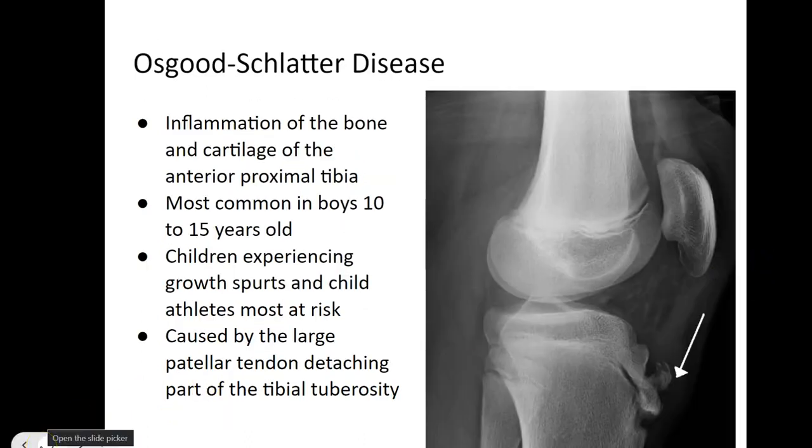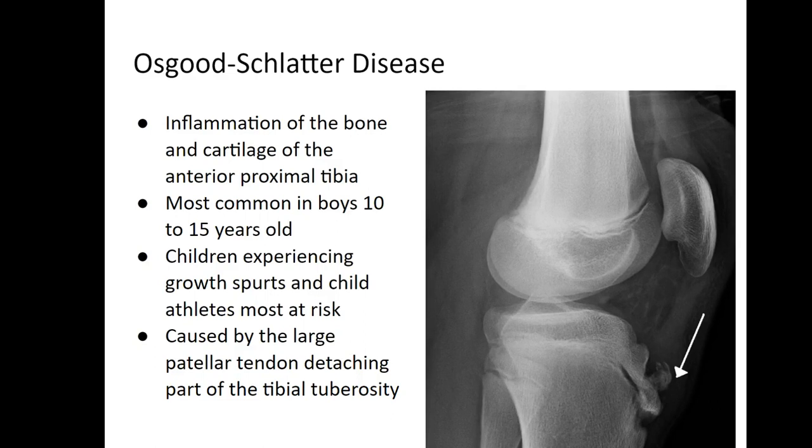Osgood-Schlatter disease. This involves inflammation of the bone and the cartilage of the anterior proximal tibia, or this area of the tibial tubercle. It's most common in boys between the ages of 10 and 15 years old, but I have seen this in girls as well, so it's not exclusive to boys, it's just more common in boys. Osgood-Schlatter disease affects children who are experiencing growth spurts and children who play sports in which they regularly run and jump. They're at a higher risk for seeing this type of disease.